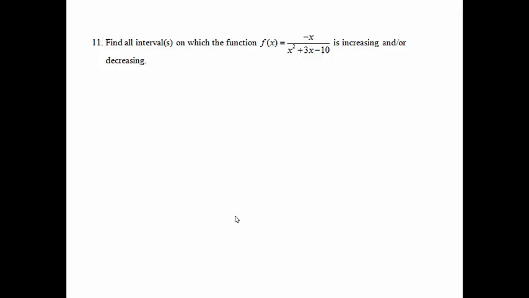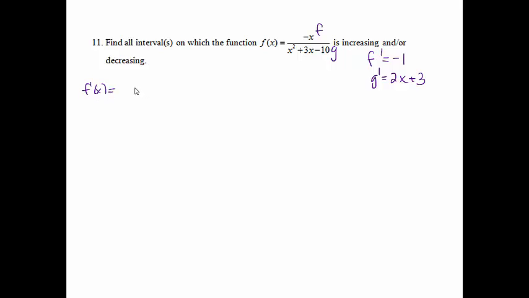Okay, and number 11, find all intervals on which the function is increasing and or decreasing. In order to do that, we again want to do an f prime chart. I do notice that this is a quotient, so I get to use the quotient rule. So this will be my f, this will be my g. F prime will equal -1. G prime will equal 2x plus 3. So I'm ready to use the quotient rule.